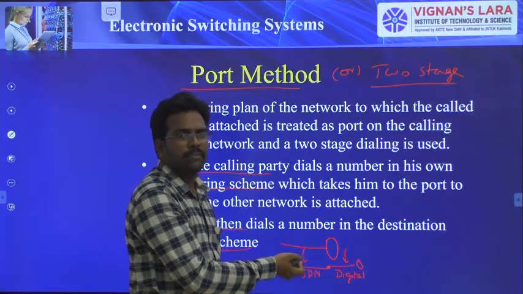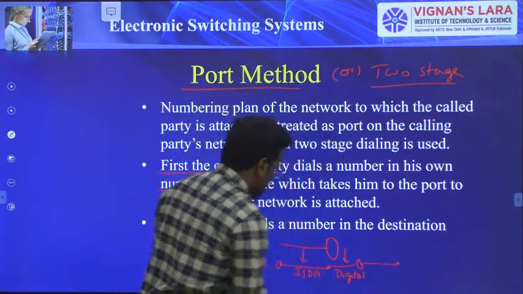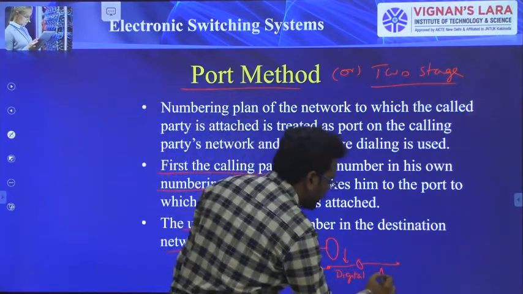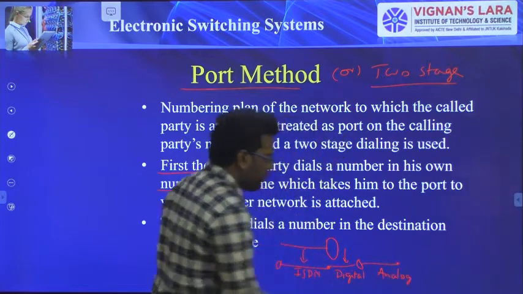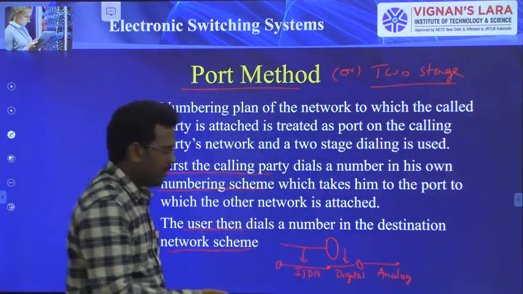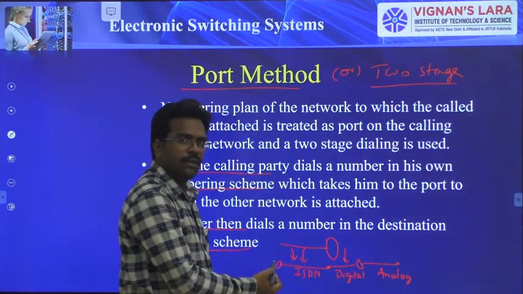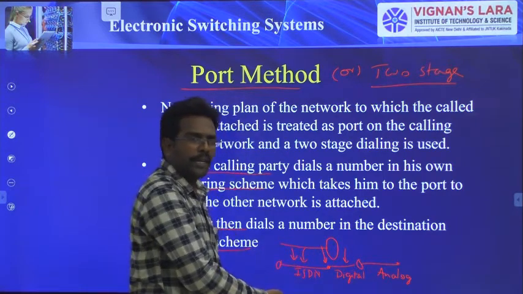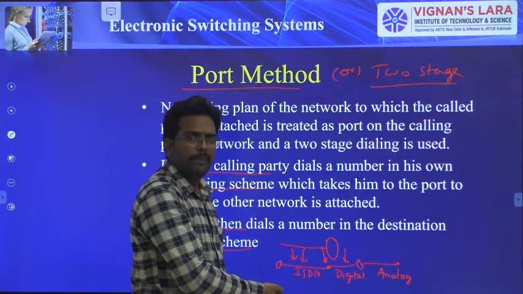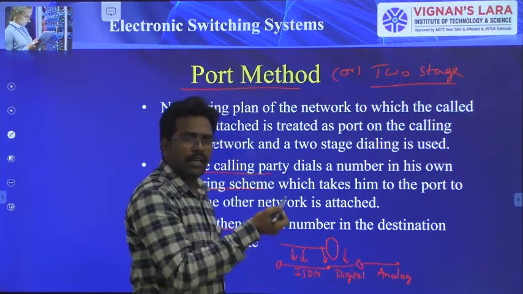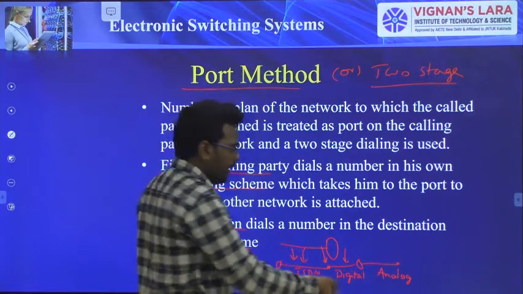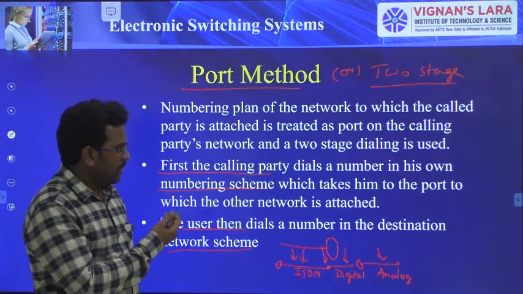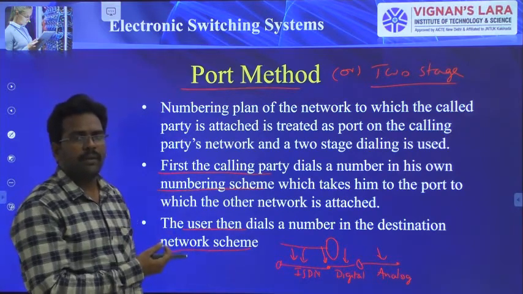So it is a two-step process. For example, if you have three stages, three networks, with some analog network as well, in that case you have to dial the digits three times. First, according to the numbering plan of ISDN. After completing that interface, he is going to hear the dial tone once again. Then he has to dial the digital number scheme. After completing it, he will hear the dial tone once again. Finally, he has to dial the analog network numbering plan. So this is simple, but it takes a lot of time to get the call.